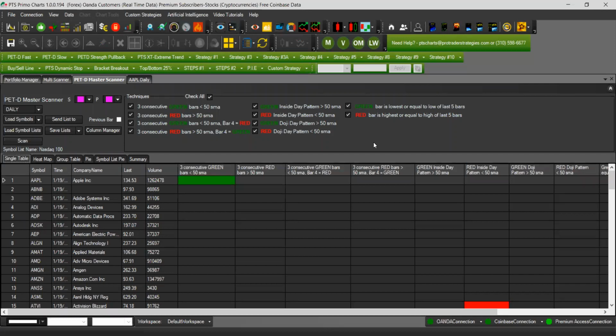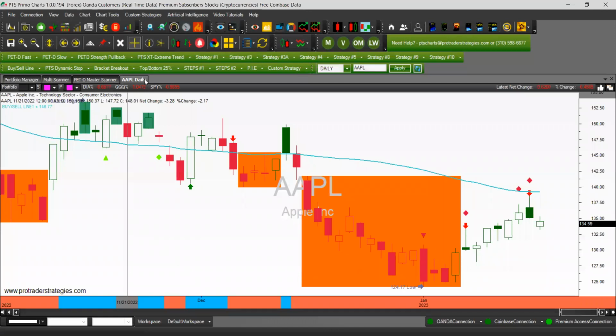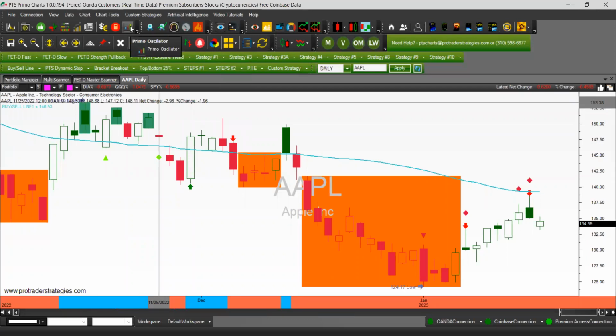And I think next week, what we're going to talk about is little things. I have had questions during these days about the functionality of PTS Primo Charts, things like splitting the screen, changing charts from one side of the monitor to the other. Questions that I have received, so I'm going to talk about those. I'm going to talk about also the settings option for the Primo oscillator, and that will be for next week.